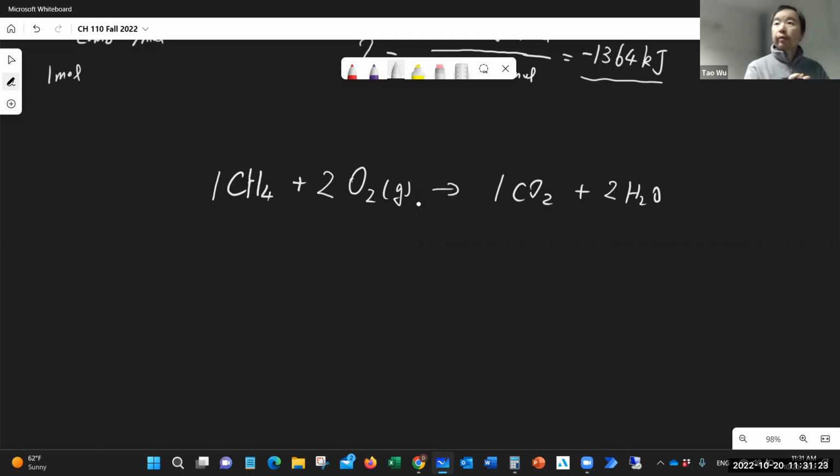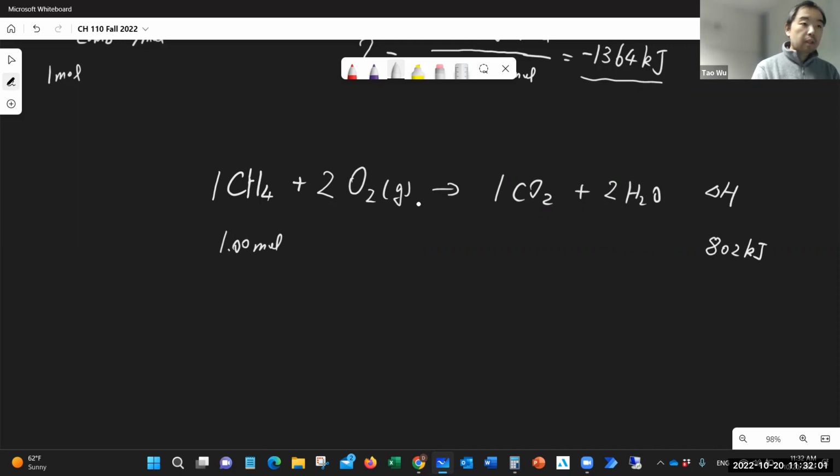Okay, so let's review this question. First of all, we're going to balance this equation, and then let's see what the question gave and what it's asking for. They talk about having 1.00 mole of methane. This methane will produce CO2 and water, and meanwhile they are going to release heat. How much heat is released is 802 kilojoules per mole.